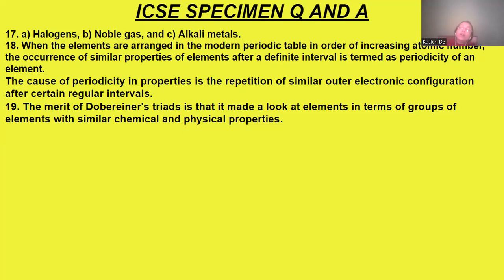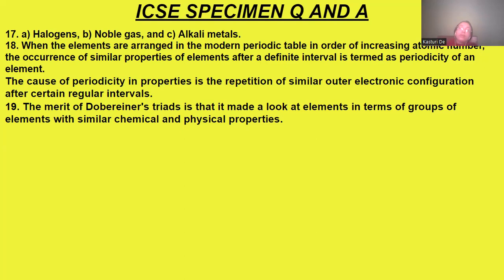Okay. Now, what is the cause of the periodicity? It is the repetition of the similar outer electronic configuration. Because their outer electronic configuration is similar, repeating after certain regular intervals, their properties also repeat themselves after regular intervals. That is the cause of the periodicity.